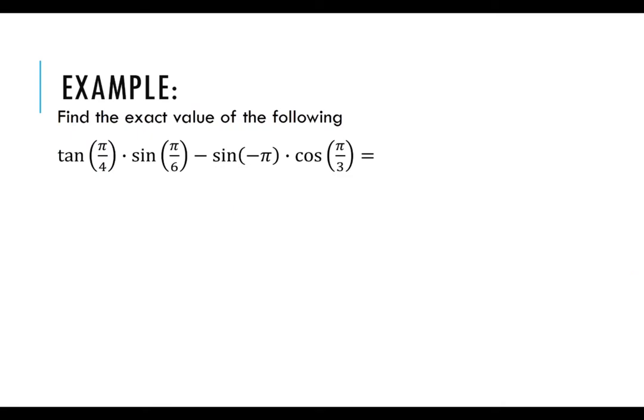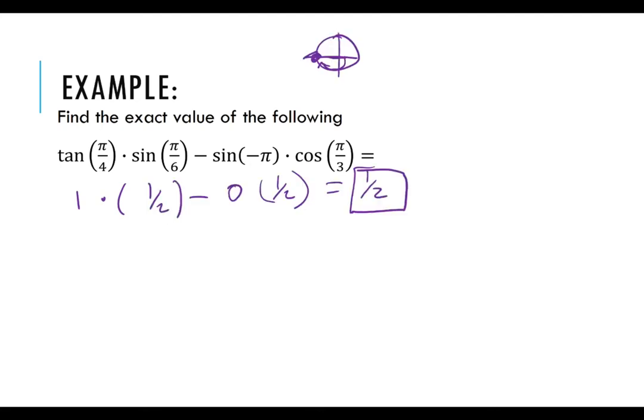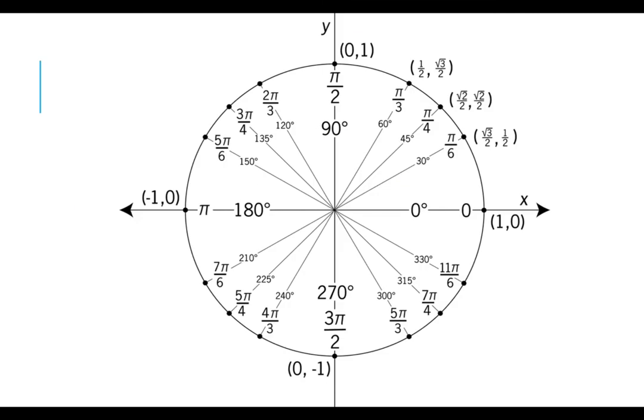Now we can find the exact value for the following. If I have the tangent of pi fourths, well, what is the tangent of pi fourths? That's going to be 1 times sine of pi sixths, well, that's going to be 1/2, minus final solution.